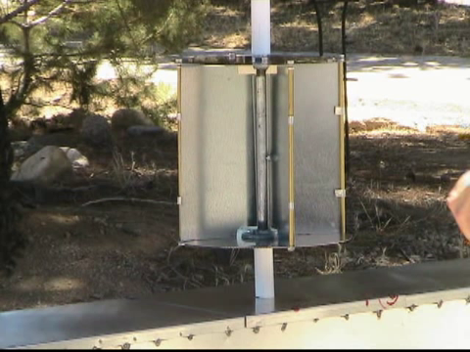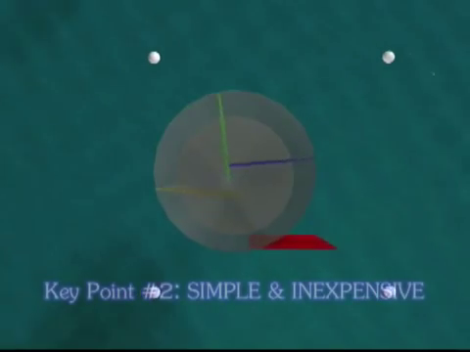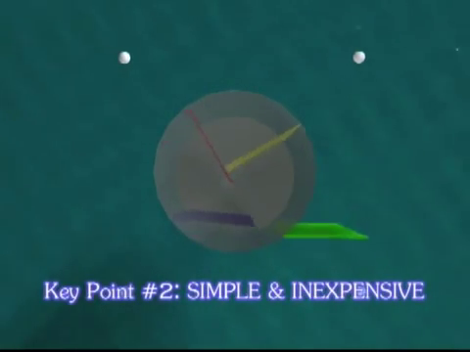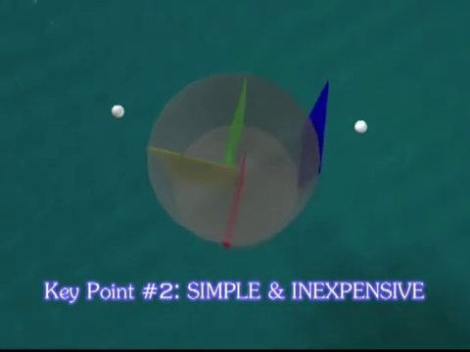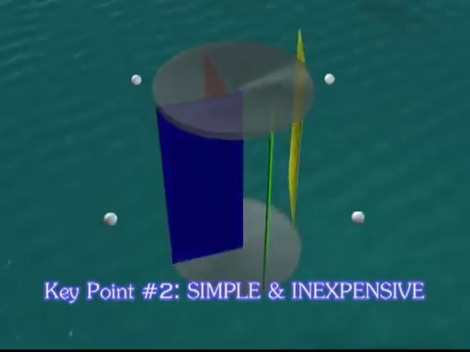We use a simple, inexpensive Darrieus turbine that always spins in the same direction no matter which way the direction of flow crosses over the turbine. This is a simple turbine, and simple means inexpensive. It's a turbine in a tube. What could be simpler? This is why we say simple and inexpensive.